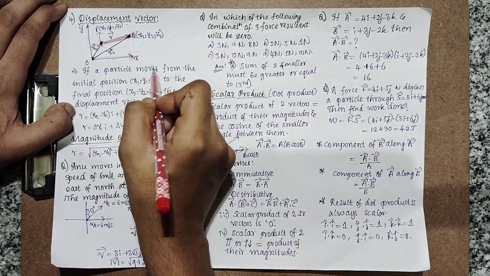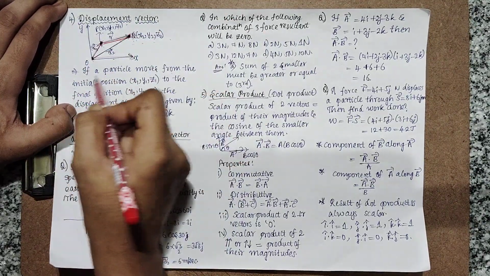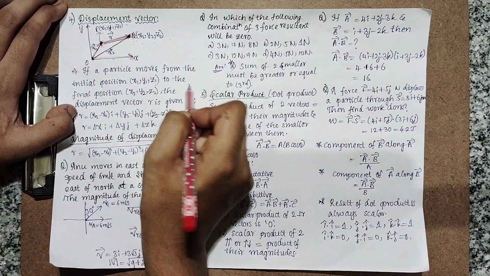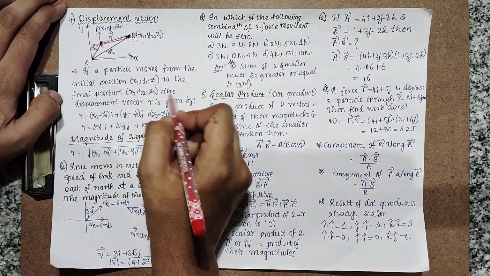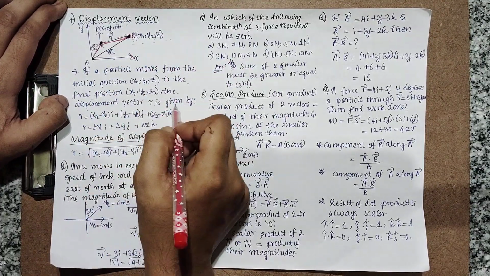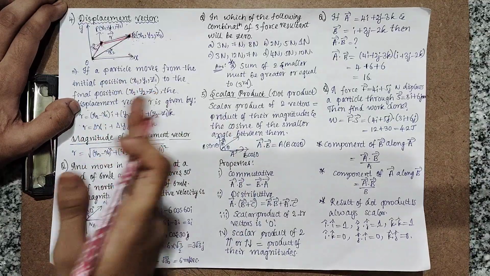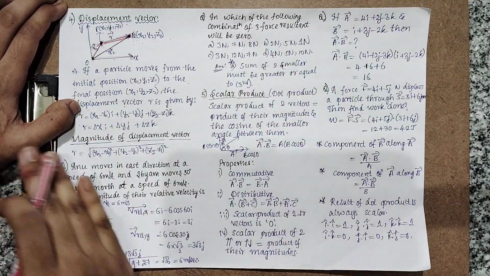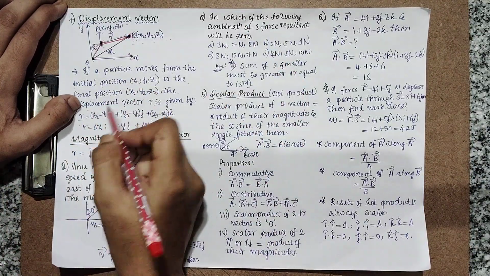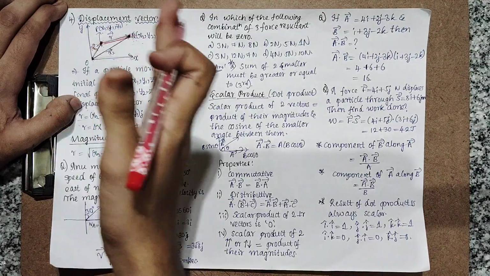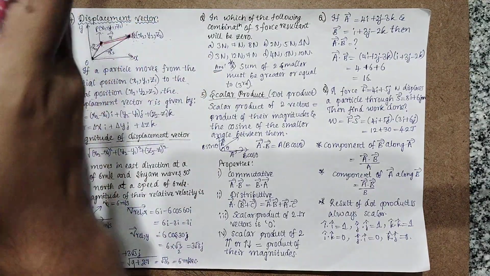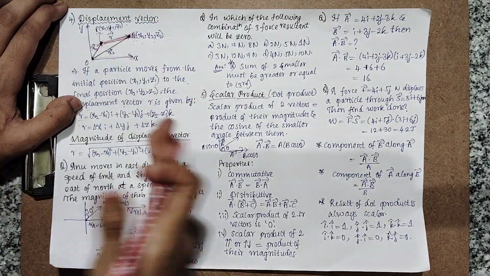If a particle moves from initial position x1, y1, z1 to the final position x2, y2, z2, the displacement vector r bar is given by, what is displacement? Final minus initial. So r is equal to (x2 minus x1) i cap plus (y2 minus y1) j cap plus (z2 minus z1) k cap.